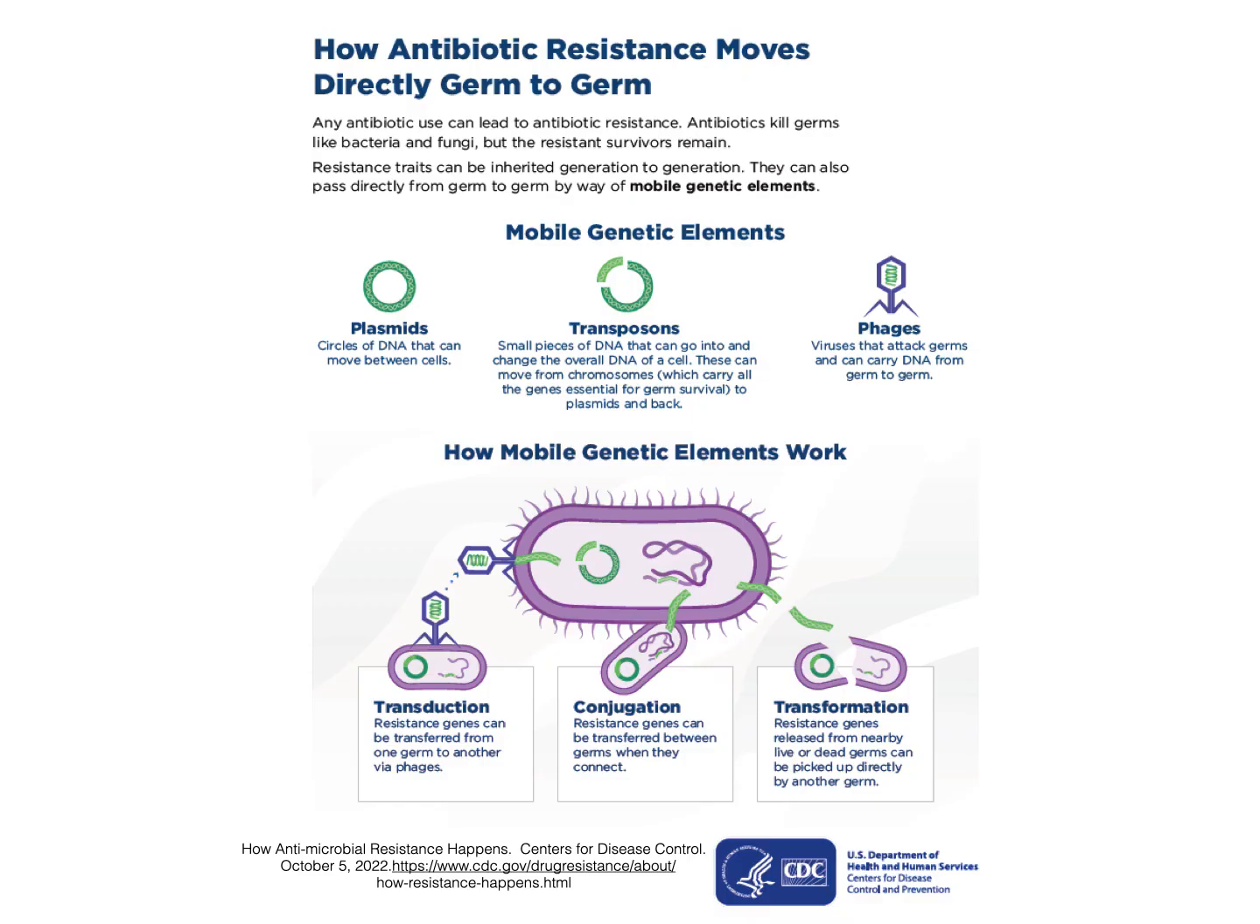How antibiotic resistance moves directly germ to germ. Any antibiotic use can lead to antibiotic resistance. Antibiotics kill germs like bacteria and fungi, but the resistant survivors remain. Resistance traits can be inherited generation to generation. They can also pass directly from germ to germ by way of mobile genetic elements.